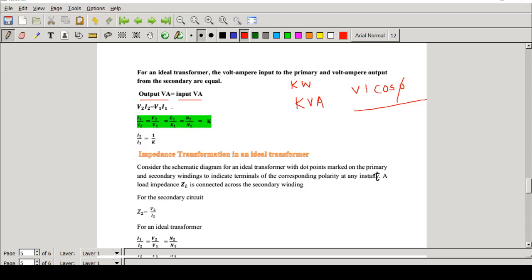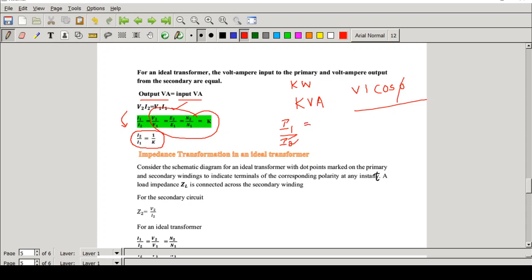Now from this equation, I can get the expression for I2 by I1, or I1 by I2. So I1 by I2 is equal to V2 by V1, which is equal to this relation we already learned. From this relation, you will get I1 and I2 in terms of the other terms. So finally, what is the conclusion? I2 by I1 is equal to 1 by K, or I1 by I2 is equal to K. This is also very important.